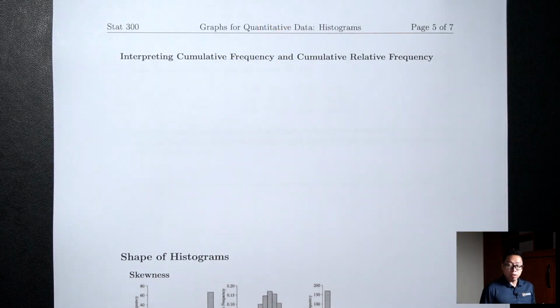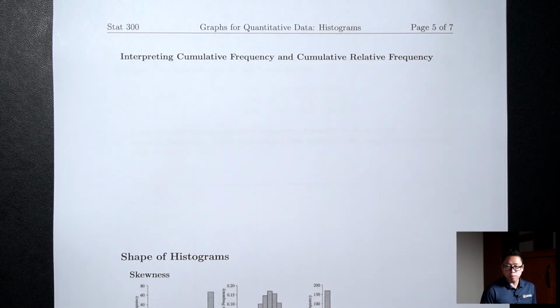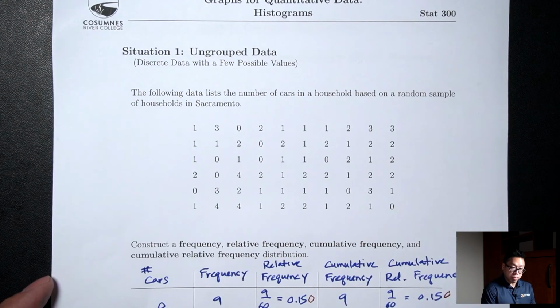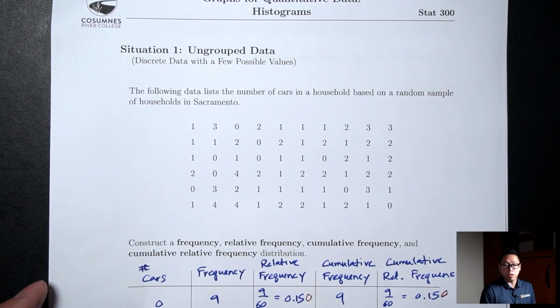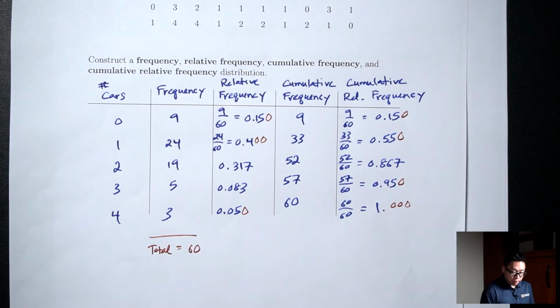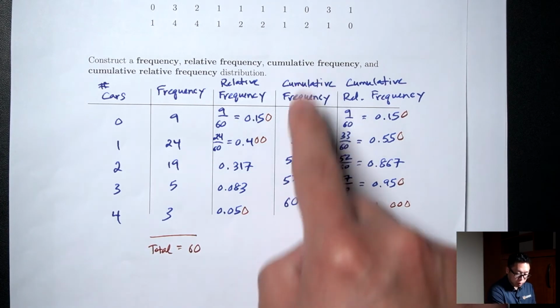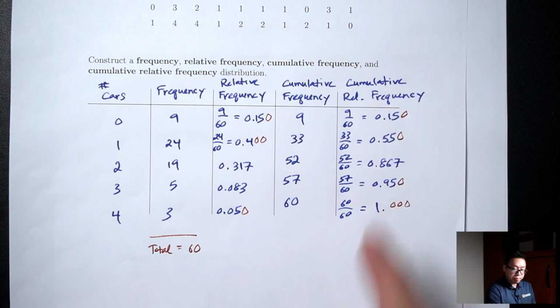Let's now talk about how to interpret the cumulative frequency and the cumulative relative frequency. And I want to do this for both situations, the ungrouped data situation and the grouped data situation. Let's start off with the ungrouped data situation. So this is our situation with the households and how many cars each household has. And let's interpret this 57 cumulative frequency and this 0.950 cumulative relative frequency.